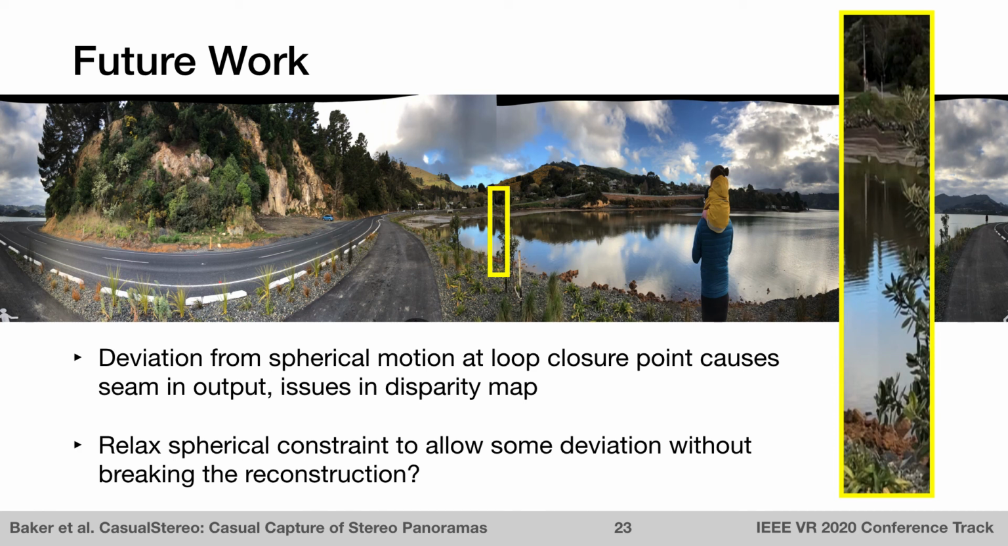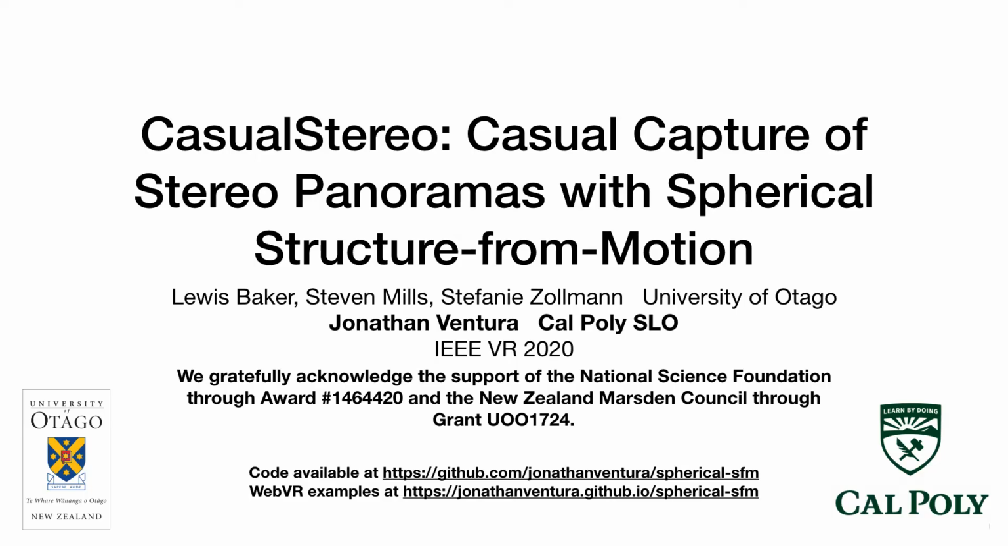And so that's something where we wondered if we might be able to relax the spherical constraint to allow some deviation from that hard constraint without breaking the reconstruction. So there might be some way to have a relaxed constraint to still have these benefits, but get a bit more accurate reconstructions in these challenging sequences. So that's an idea for future work.